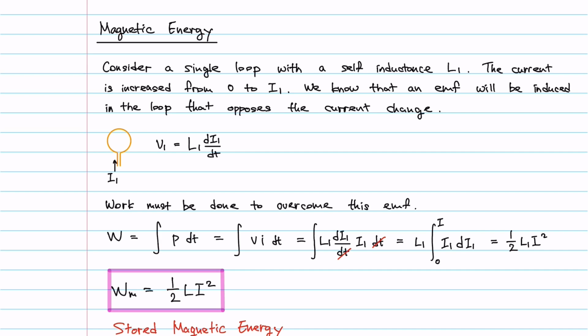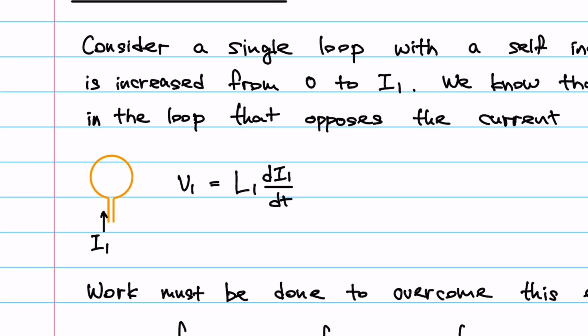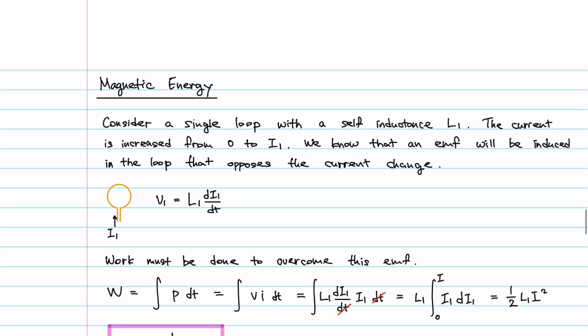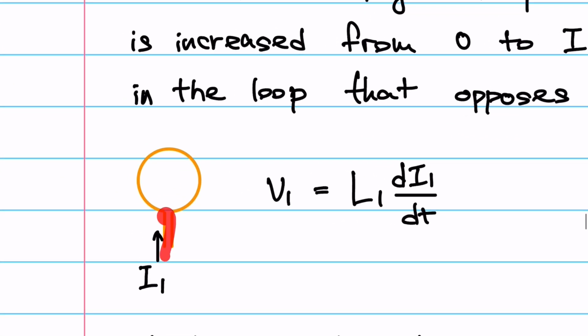Okay, now let's talk about magnetic energy. Just like capacitors storing energy in the form of electric field, inductors can store energy in the form of magnetic fields. So if you consider a single loop, okay, a small loop like this, with a self-inductance L1, so if you have this loop, it'll have a self-inductance, right? Because if it's a conductor, so all conductors have their own self-inductance.